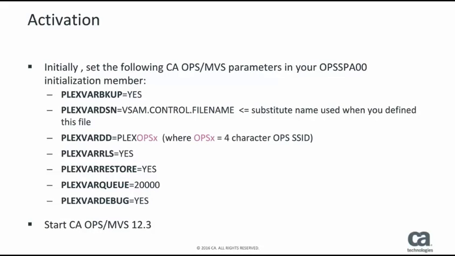Initially, set the following PLEXVAR OPS parameters in your OPSPA00 member. For the PLEXVARDSN parm, substitute the name you use when you define the shared VCM control file. Also, verify you have the correct OPS SSID in the PLEXVARDD parm.